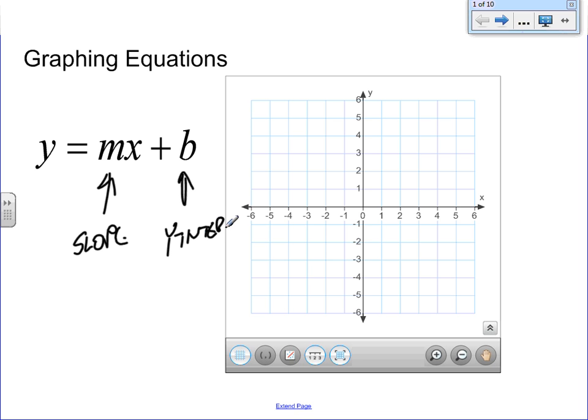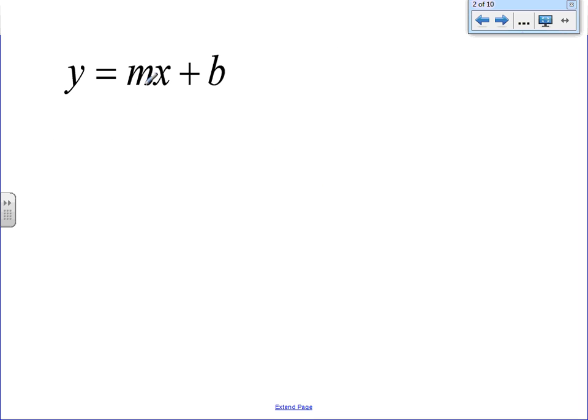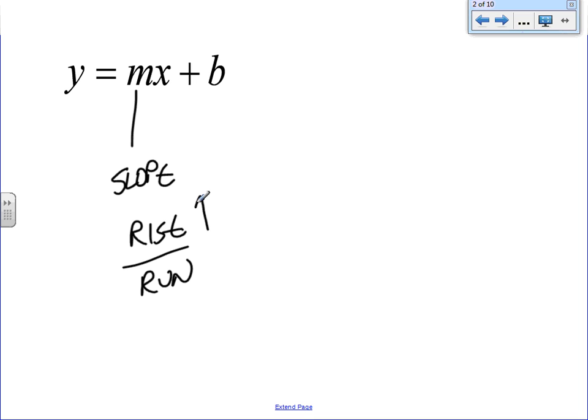Okay, slope and the y-intercept. So as we said, this is the slope and the y-intercept. And when we're talking about the slope, it's the rise over the run. Rise being how far we go up, run being how far we go over.